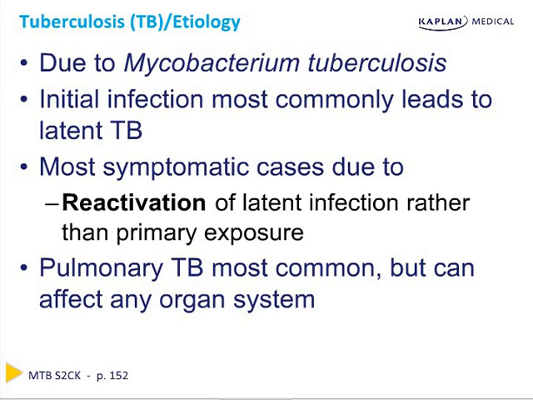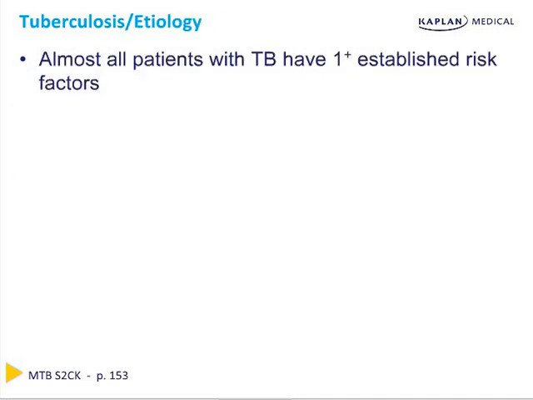Pulmonary tuberculosis is the most common manifestation, but really, TB can affect any organ system. Almost all patients with tuberculosis have one or more established risk factors. These include recent immigration from outside of the United States within the past 5 years. That's because after 5 years, the risk of reactivating tuberculosis is extremely low.